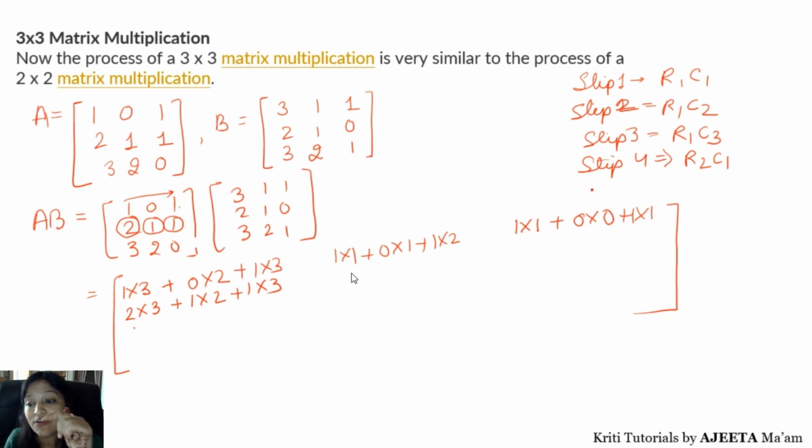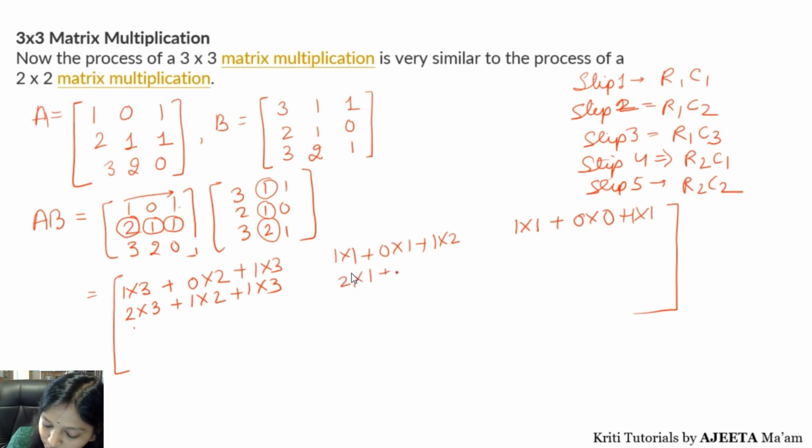Now step 5, R2 with C2, that will be your step 5, second row with second column and corresponding elements. So 2 will be multiplied with 1, 1 will be multiplied with 1, and 1 will be multiplied with 2. That is what we have here. Correct? So that is what we have R2, C2. Now what will be the step 6? R2, C3. Very good. Now you have understood.